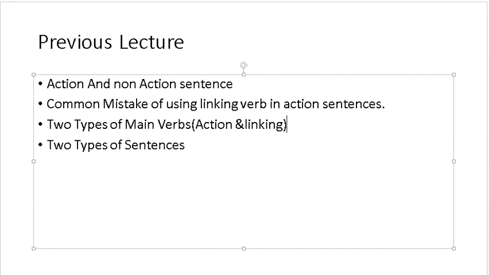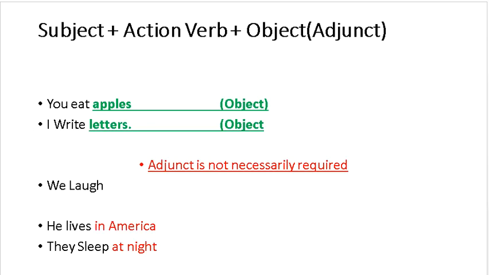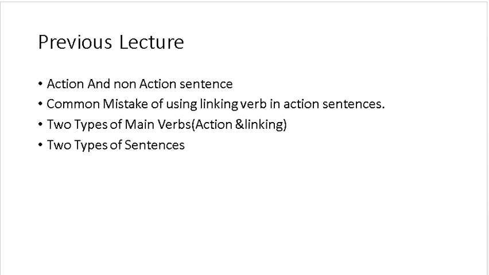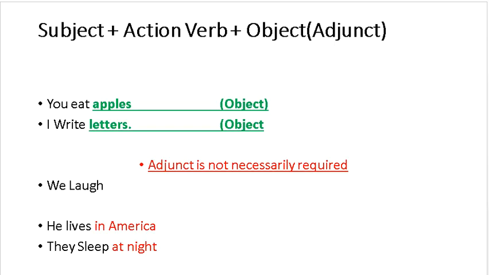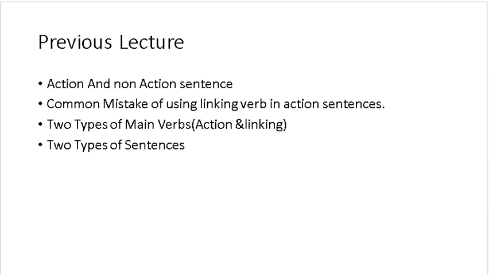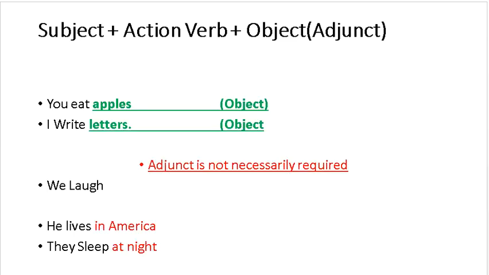Now these two types I'll discuss in detail their structure wise. We have already discussed the subject and predicate. Now in the predicate area, whatever we have and whatever is possible, we are going to discuss those things. So in the predicate area, there may be a subject complement, object complement, adjunct. So we are going to discuss in this lecture. Now let's start with these two kinds of sentences, action and non-action sentence.